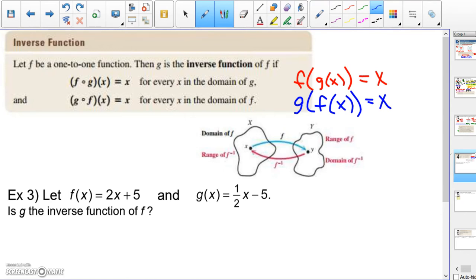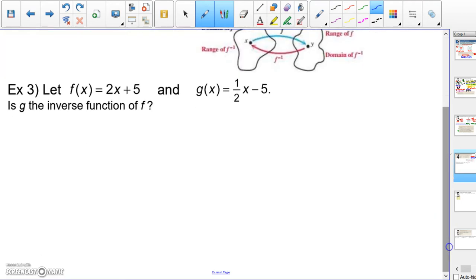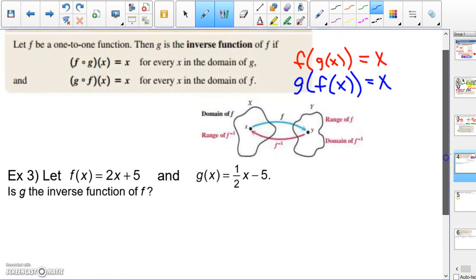So in order to prove that something's an inverse function, you're going to have to do both of those things. Example 3 says, let f of x equal 2x plus 5 and g of x equal 1 half x minus 5. Is g the inverse of f? So in order for that to happen, you're going to have both of these things come true. And so that's what we're going to do. We're going to check and see if both of those things come true.